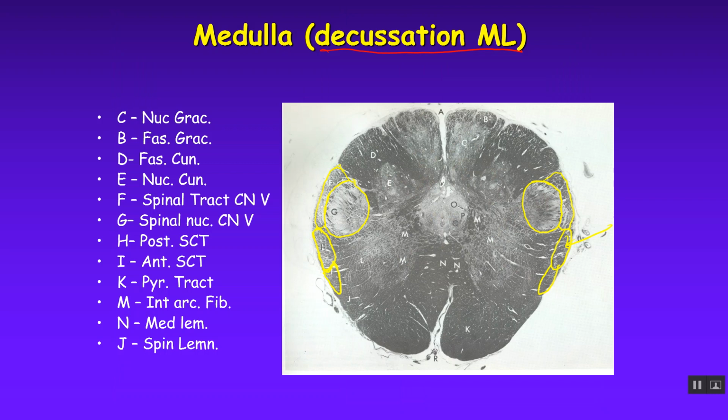We have our pyramids, our pyramidal tract. So right here is the K. This is our pyramidal tract fibers, the motor tracts, corticospinal tract fibers running down through the front part of the medulla there.